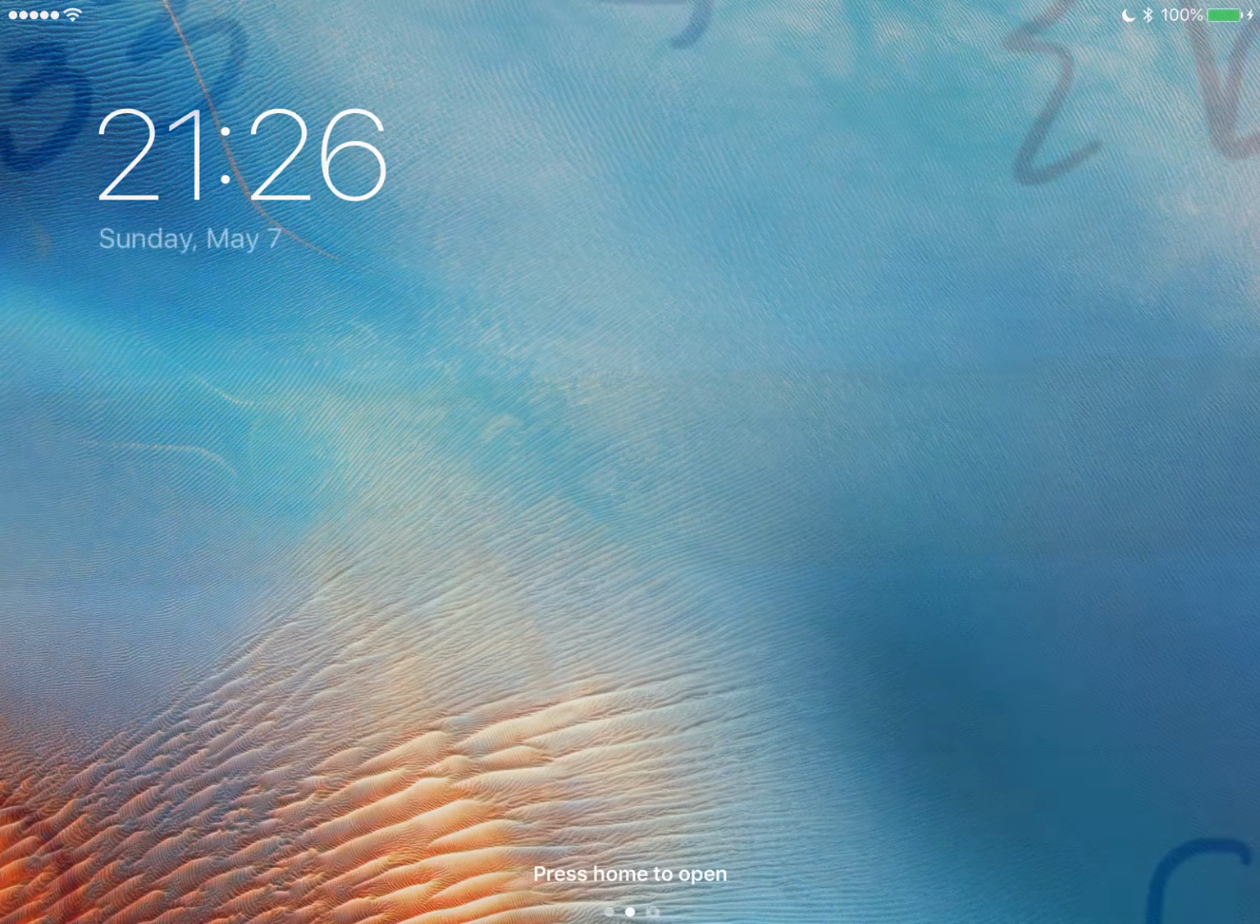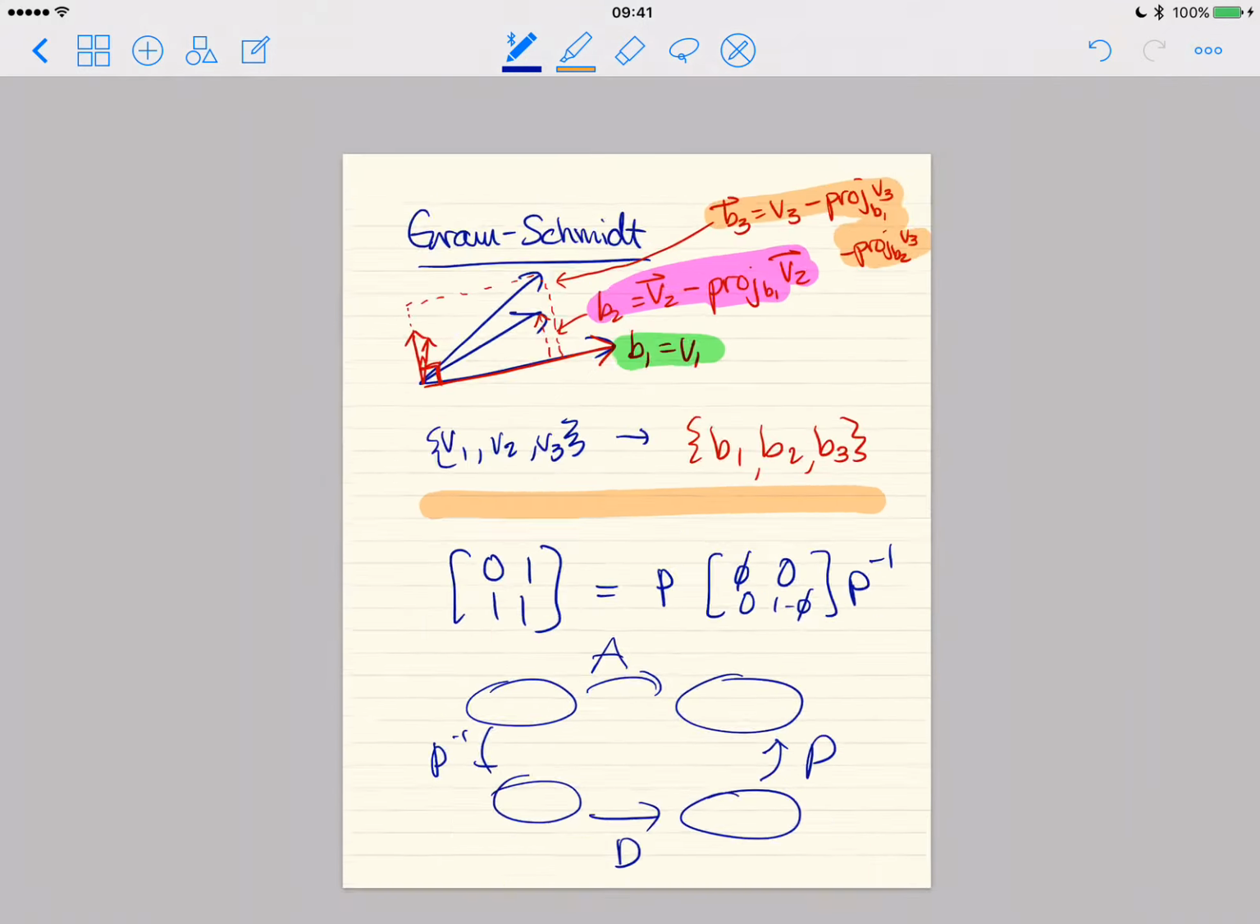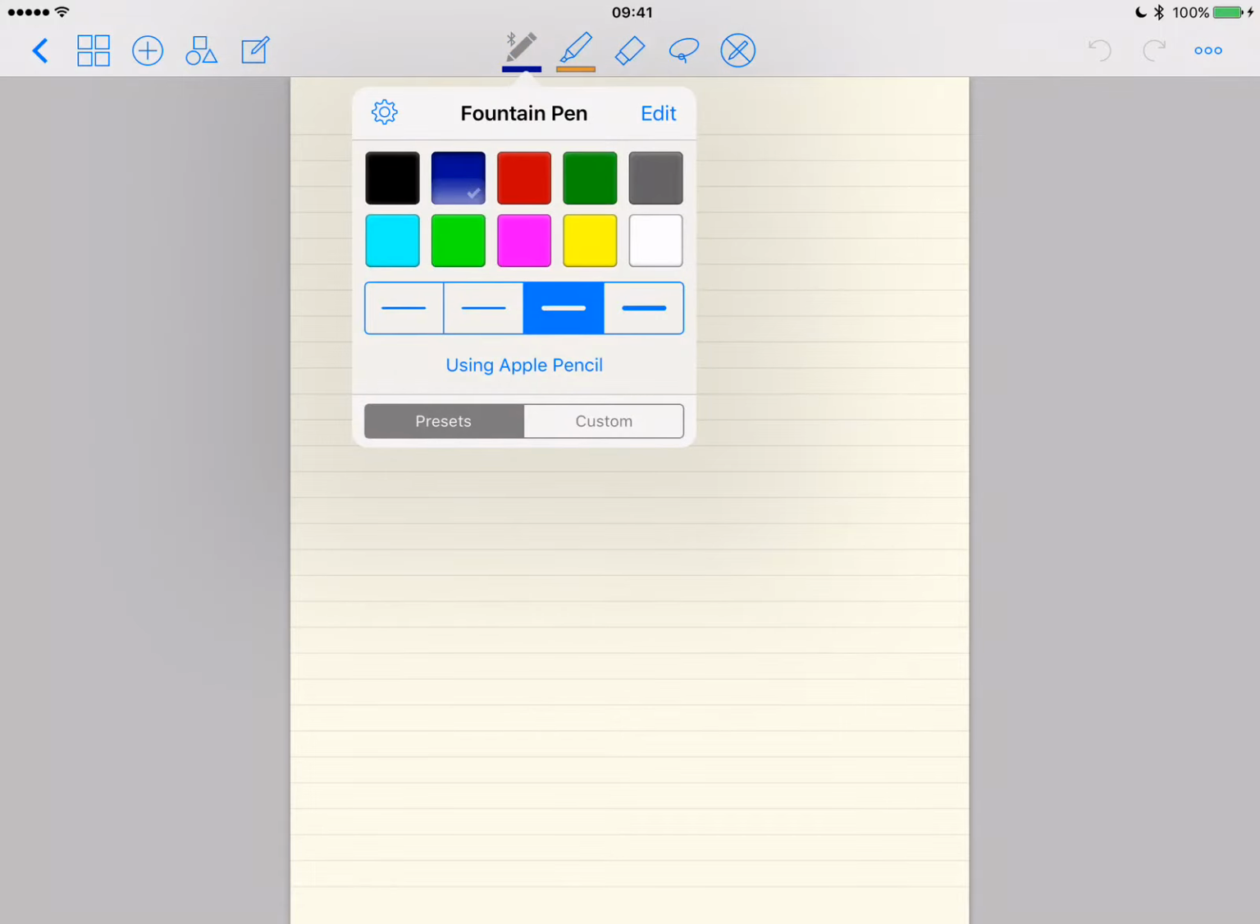Show the determinant of A is equal to the product of the eigenvalues in two different ways. Right. Yeah, people found this one tricky.